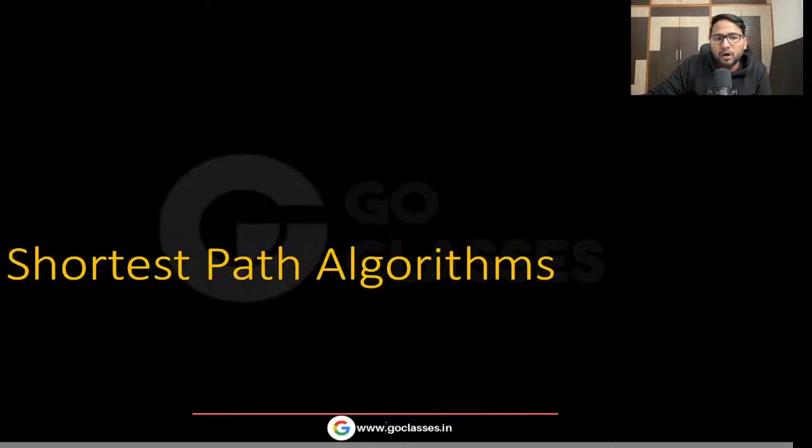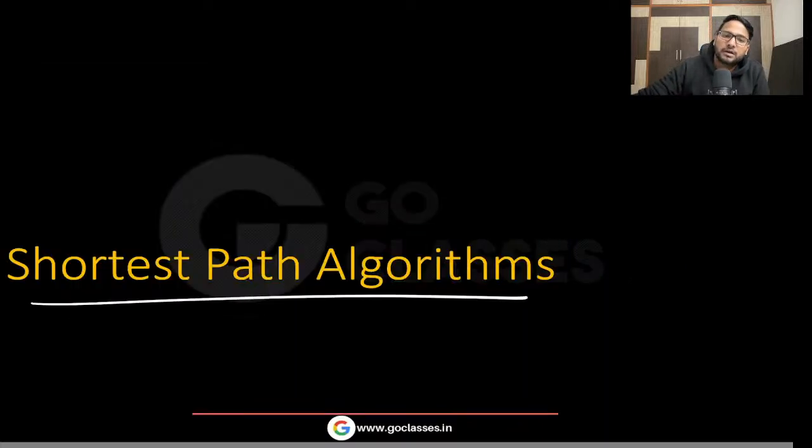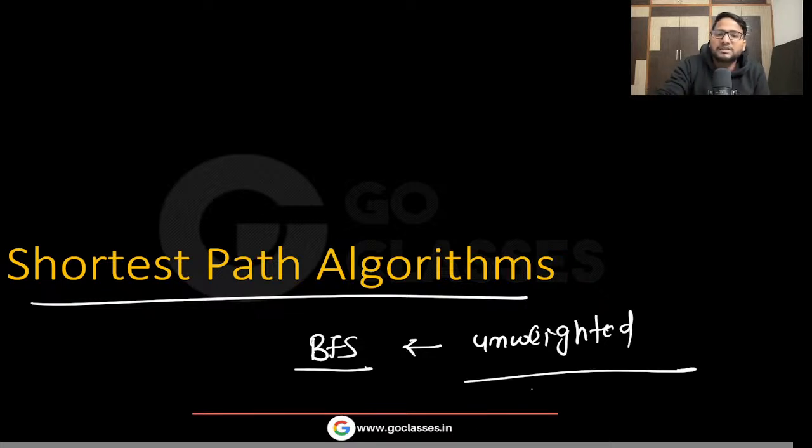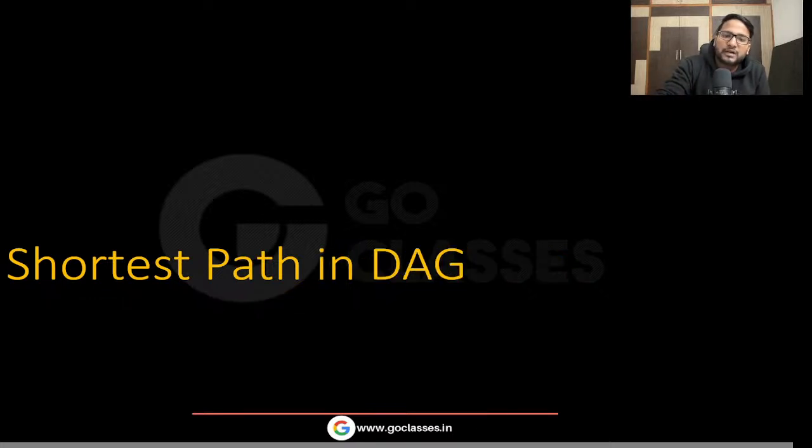Now let's talk about the shortest path algorithms here. We have seen BFS. It was for unweighted graphs, right? Unweighted. Now let's talk about the other shortest path algorithms. The first algorithm is shortest path in DAG. What is DAG? DAG is directed acyclic graph.